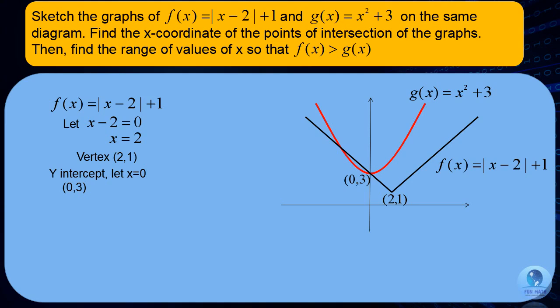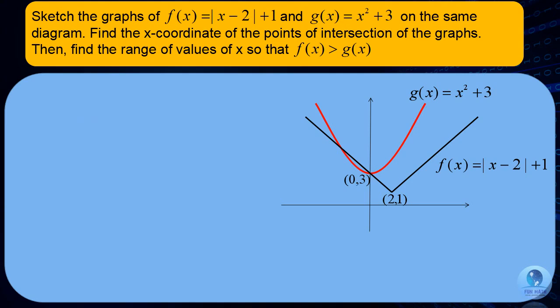If you look closely, these two graphs have 2 points of intersection, which are located at the negative gradient of the modulus graph. The positive gradient of the modulus graph has no point of intersection with the quadratic graph g of x. So we can expect if we let f of x equals g of x, there will be no solution for the positive gradient of the modulus graph.